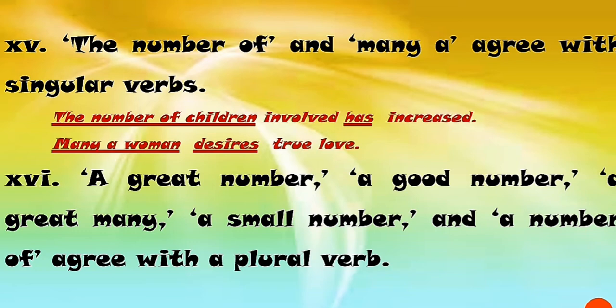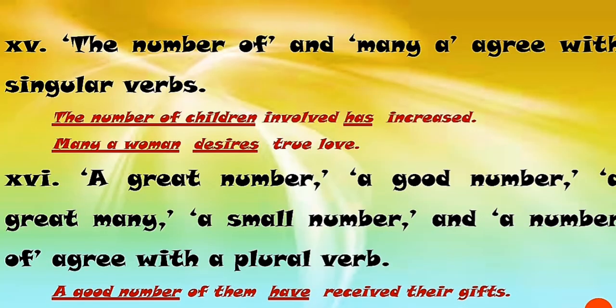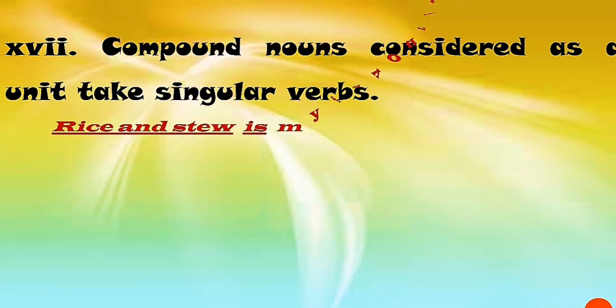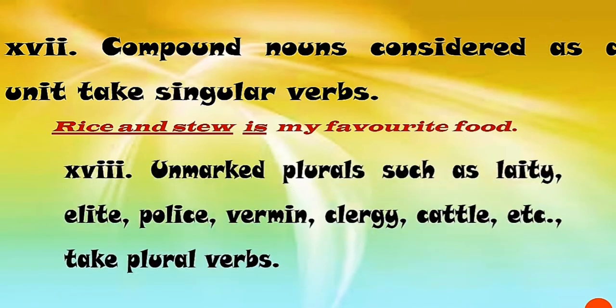A great number, a good number, a great many, a small number, and a number of agree with a plural verb. Example: a good number of them have left. Compound subjects considered as a unit take singular verbs. Rice and stew is my favorite food.